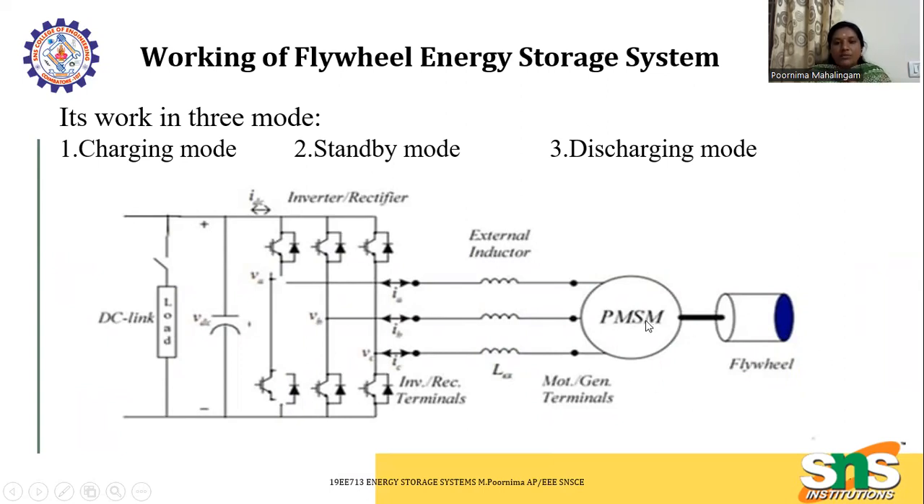Here we have a flywheel with a permanent magnet synchronous motor. The motor generator set has external inductors. We have a rectifier and inverter, so it converts AC to DC and DC to AC. It is bidirectional. So there is a DC link, and finally we have the DC link load. This is a circuit diagram of a flywheel energy storage system.